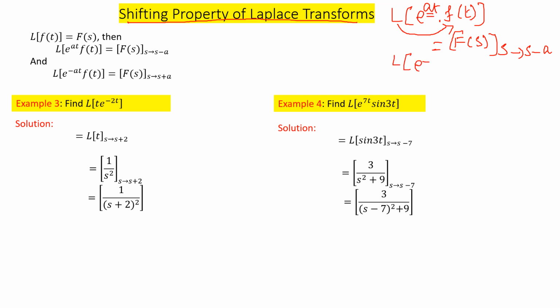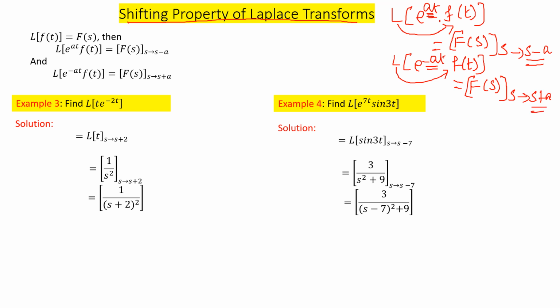Suppose I have e power minus at times f of t. Same idea, first apply Laplace transform to the function f of t. This is going to be f of s. Then in the resulting answer, change s to s plus a. So if it is e power a, replace s by s minus a. If it is e power minus a, replace s by s plus a.